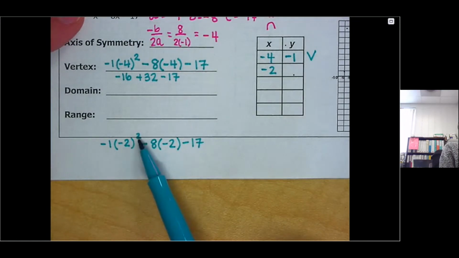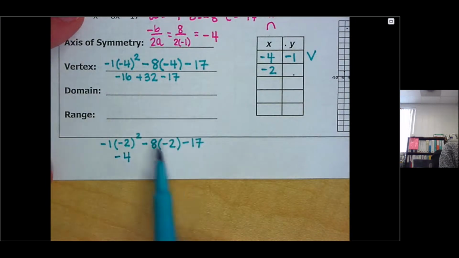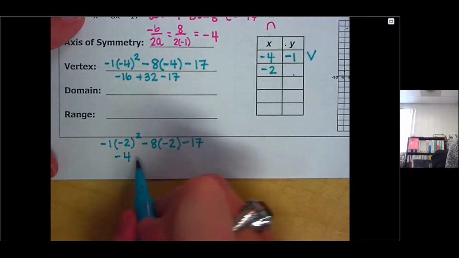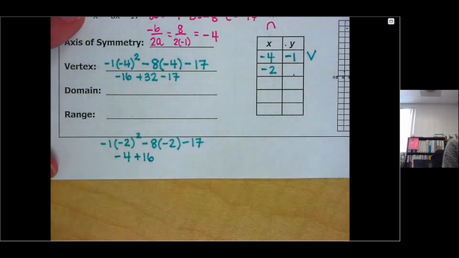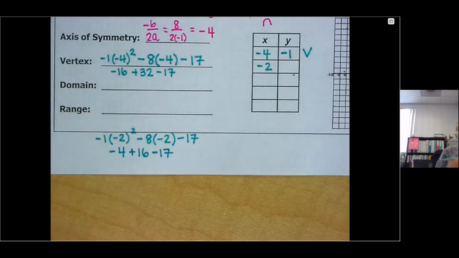Negative two squared is positive four, and then four times negative one is negative four. Good. Negative eight times negative two, positive 16, and then bring down the minus 17. Okay. And now in your calculator, you put negative four plus 16 minus 17. Negative five. I got a confused face there. What's the confused face? Do we not get negative five?